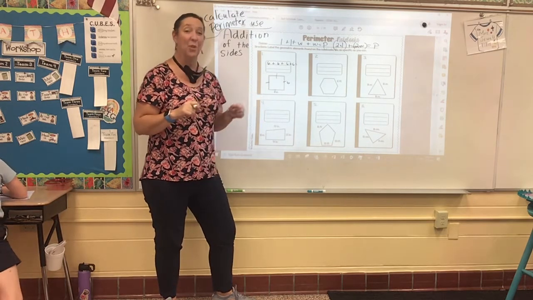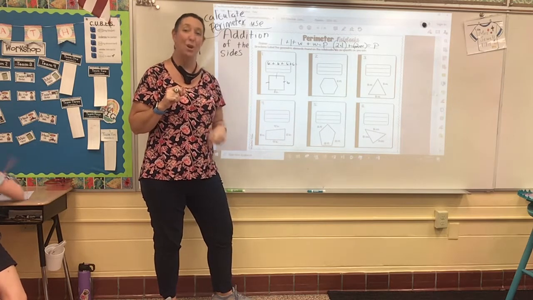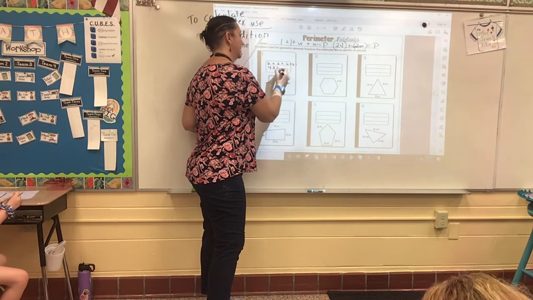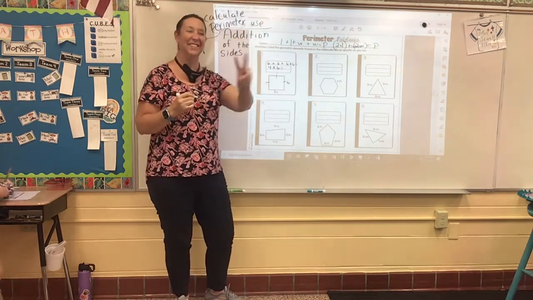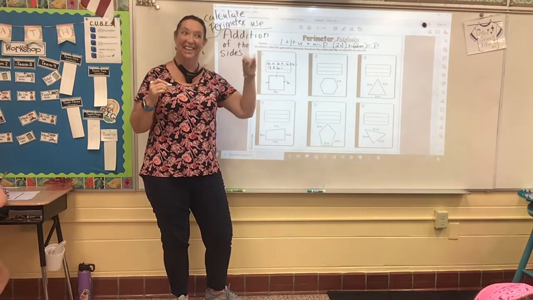So what's another way to say repeated addition? I can multiply. Very good. So 4 times 6 is what? 24. Rule number 2. Raise your hand for permission to speak.